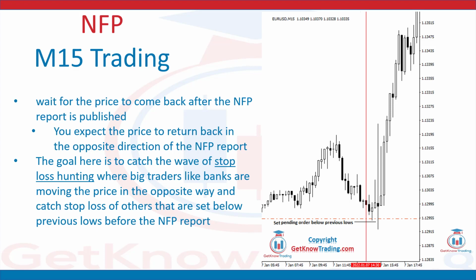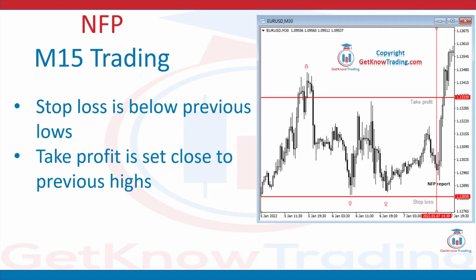You are catching the big move below where stop loss are set by putting a pending order. Stop loss is below previous lows, which you can see on the M30 time frame. You expect the price will not go below those levels. Take profit is set close to previous highs, because the price should reach those levels if the NFP report has a strong impact. And strong impact will happen if the NFP change in the actual values is high compared to forecasted and previous value.